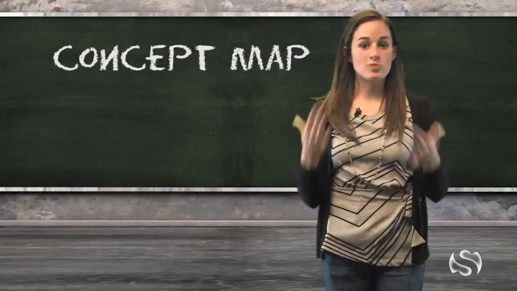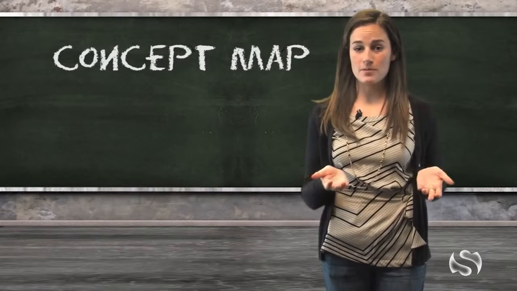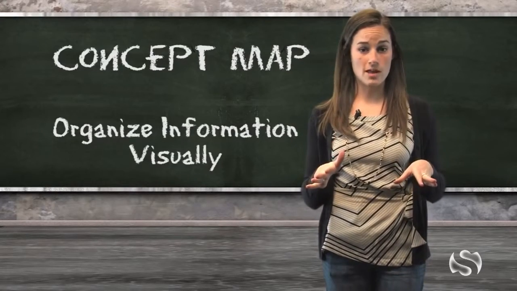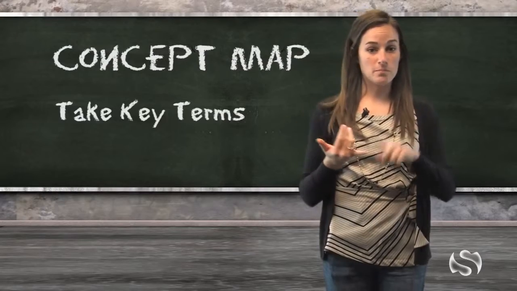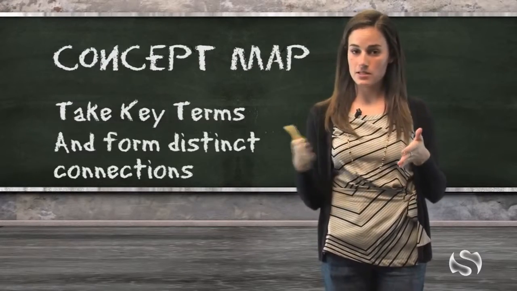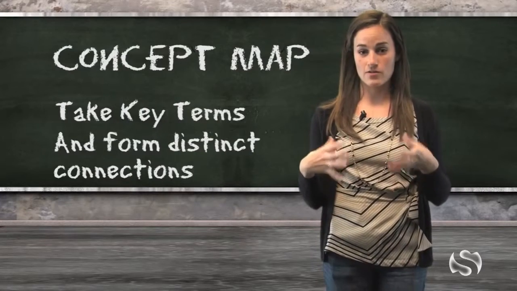Do you ever feel really overwhelmed with the amount of information that you have to study? Well, a concept map is a great way to organize the information in a really visual way. So you're taking all the important people, terms, events, places, and you're forming these distinct connections between them so that you have a really cohesive understanding of the content.